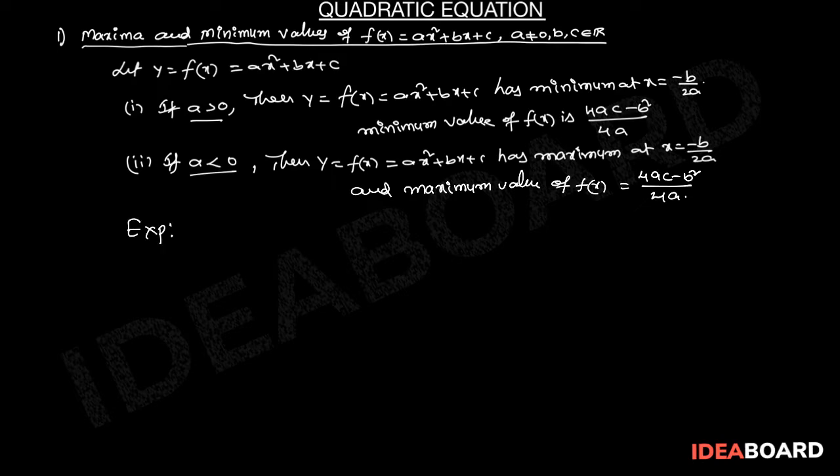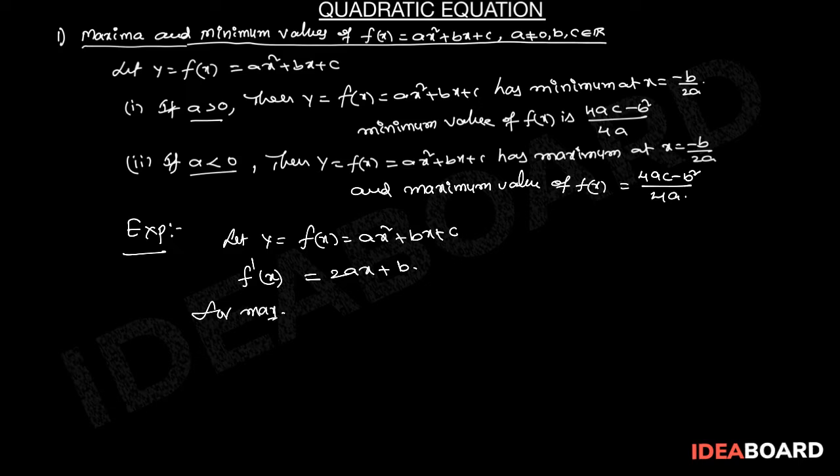Explanation. Let y = f(x) = ax² + bx + c. For maxima or minima, find f'(x). f'(x) = 2ax + b. For maxima or minima, f'(x) = 0, which implies x = -b/2a. Now find f''(x), which equals 2a.